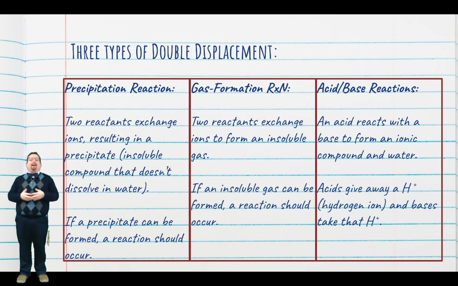If you're given the reactants of a double displacement reaction and you find that one of the products is an insoluble compound, that reaction is most likely to take place. If both of the products are able to dissolve in water, then no reaction takes place.